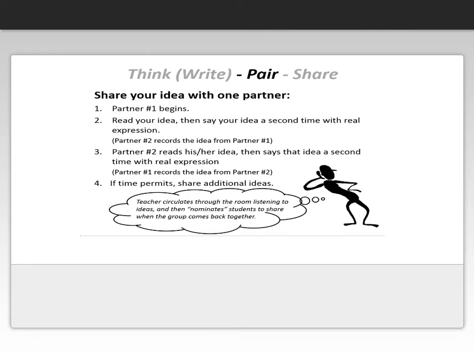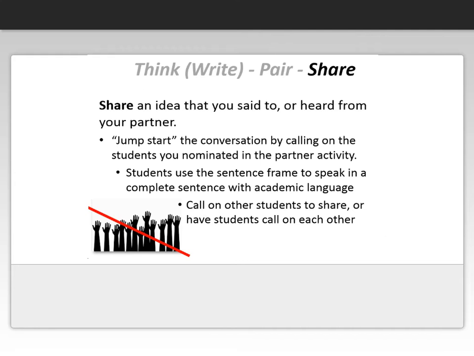If time permits, you're going to share additional ideas. During this time, the teacher is circulating through the room, listening to ideas and asking students to share with the group when the group comes back together. Now it's time to share an idea that you said to or heard from your partner. The teacher will jumpstart the conversation by calling on students that she nominated during the partner activity. Students will use this sentence frame to speak in a complete sentence with academic language, and then the teacher can call on another student to share or have students call on each other.